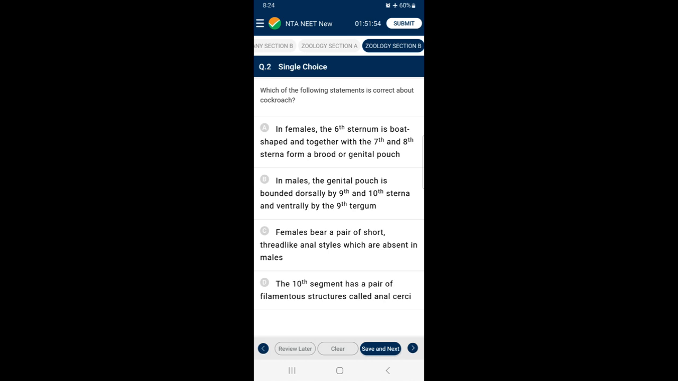Question number 2. Which of the following statements is correct about cockroach? In cockroach, both males and females have 10 abdominal segments. In females, the genital pouch is made up of 7th, 8th and 9th abdominal sterna. Out of this, the 7th sternum is boat-shaped. In male cockroaches, the genital pouch is bound by the 9th abdominal sternum on the ventral side and 9th and 10th terga on the dorsal side. So the answer is option D.